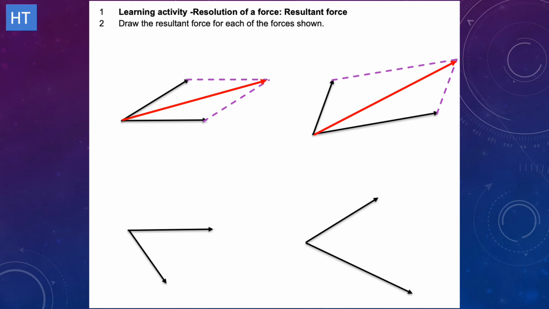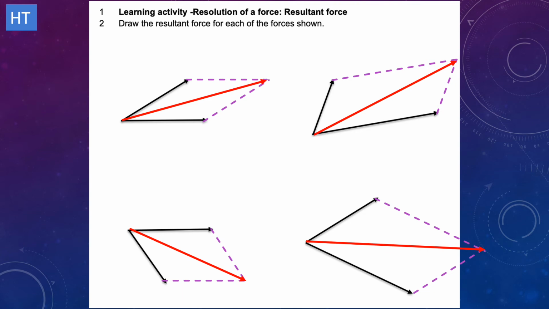Good. By the end of this, your bottom left one should look like this, and your bottom right one should look like that. I went off the page a little bit there, but hopefully you have enough room. I forgot to mention, I apologize, that you should be using a ruler for this. You don't want to freehand this because then your angles will be slightly off. If you're looking for perfection, using a ruler would be your best friend.